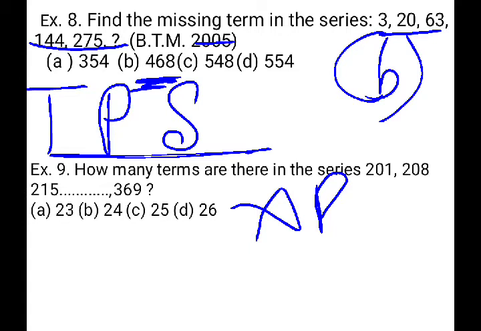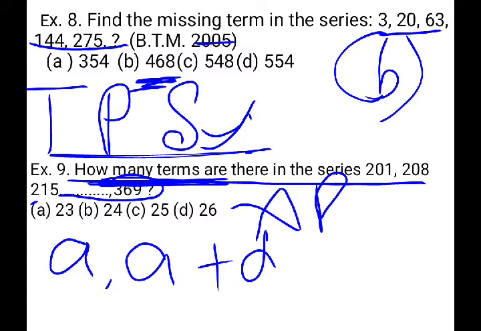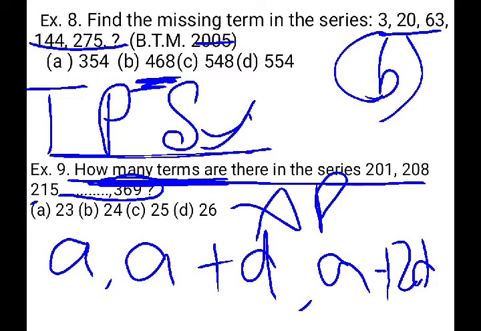Okay, now first, how many terms are there in the series 201, 208, 215, and so on to 369? See here, we are not finding the missing term. Very important, we are not finding the missing term, we are finding the number of terms. Here we see the progression is in the form of A plus D, A plus 2D, A plus 3D, and so on to the last.